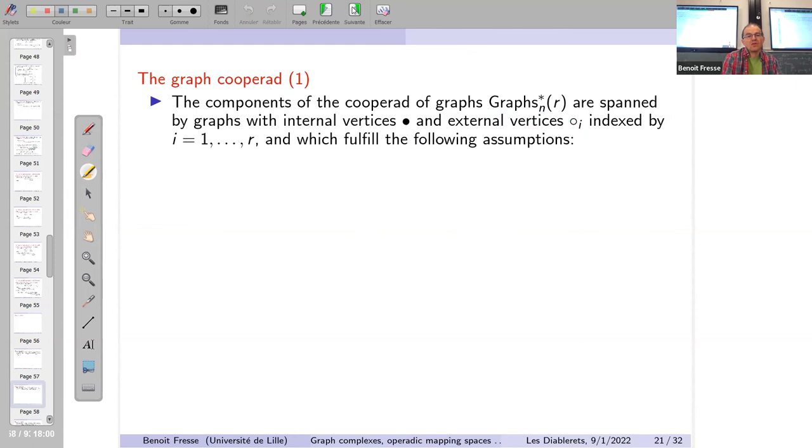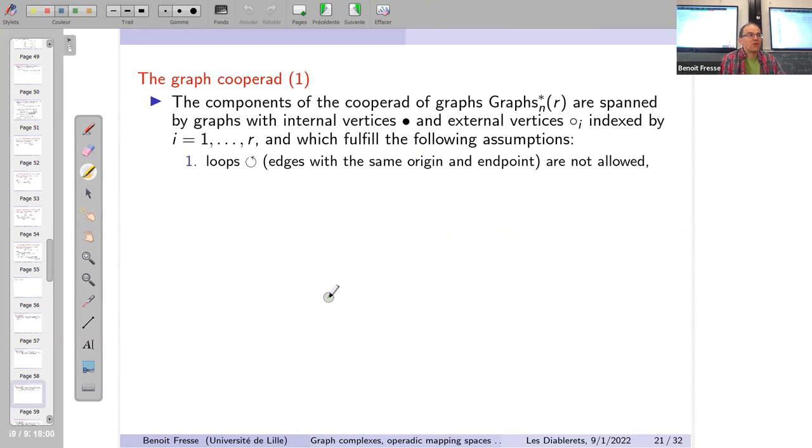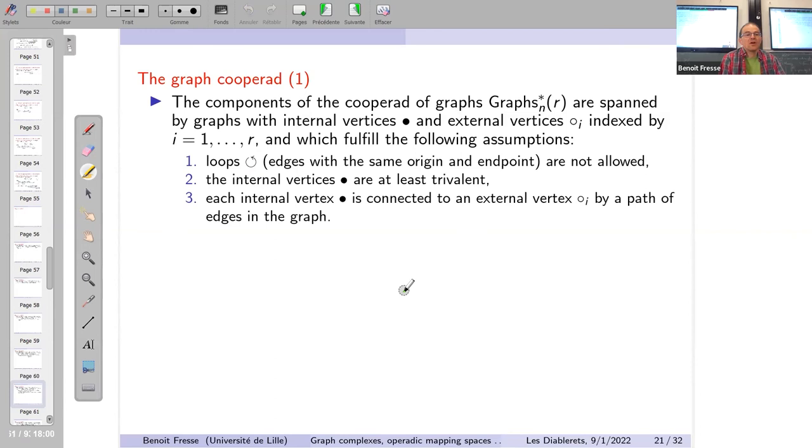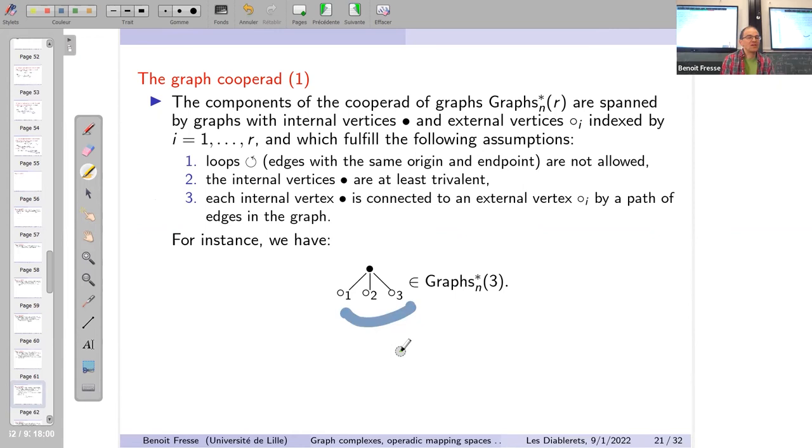And these graphs are supposed to satisfy some assumptions. First of all, in the follow-up, I don't allow loops, but actually this is not essential. You can define a loop version of this graph cooperad, which gives the same result. We assume that the internal vertices are at least trivalent, but again, this assumption is not essential either. The really important assumption is that each internal vertex is connected to an external vertex by a path of edges. So there is no connected component that consists only of internal vertices. Here is an example of such a graph with one internal vertex and three external vertices.